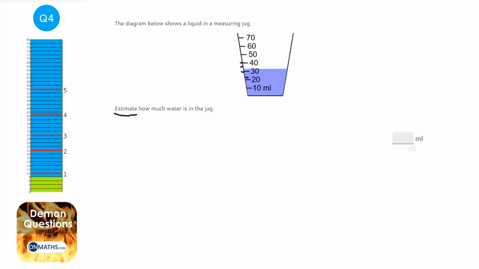I think if you wrote the number 35, you would get that wrong because it's clearly less than halfway. I think to get it right, you might get away with 34, but definitely 33 or 32. I think personally it's closer to 33, but some of you might look at that and think it's closer to 32, and chances are we'll both get the marks.